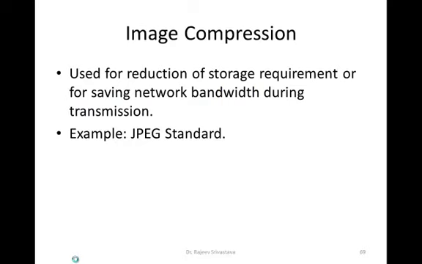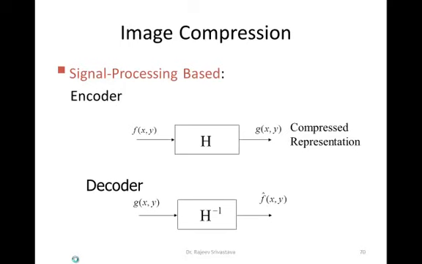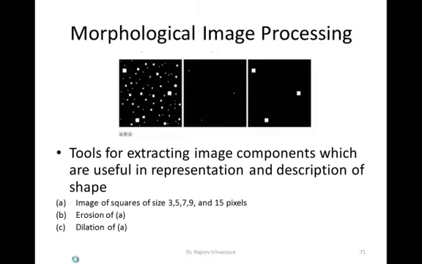Image compression is used for reduction of storage requirement or for saving network bandwidth during transmission. Example, the JPEG standard. Image compression, a signal processing based approach: the compression stage can be considered as an encoding stage performed by the encoder, and the decompression stage as the decoding phase performed by the decoder. Next, morphological image processing. These are basically tools for extracting image components which are useful in representation and description.